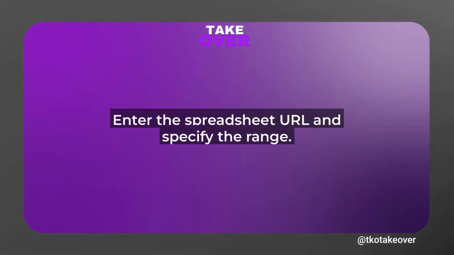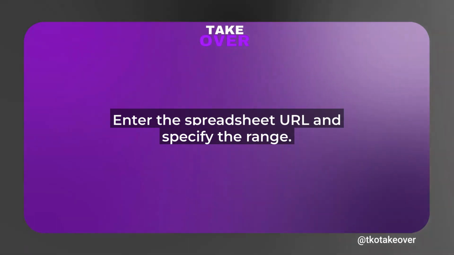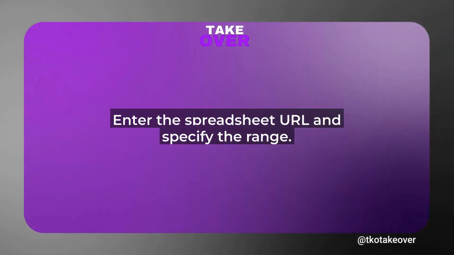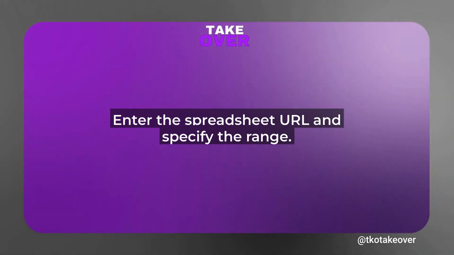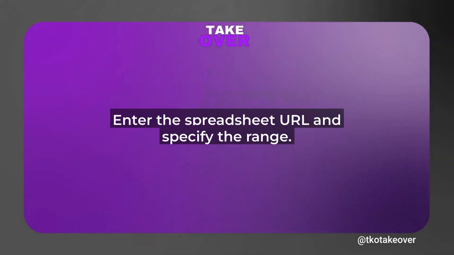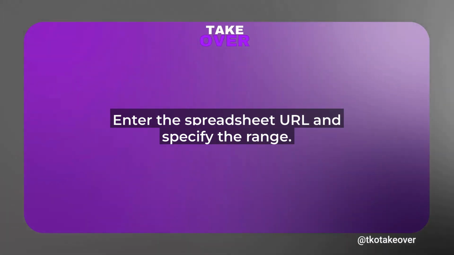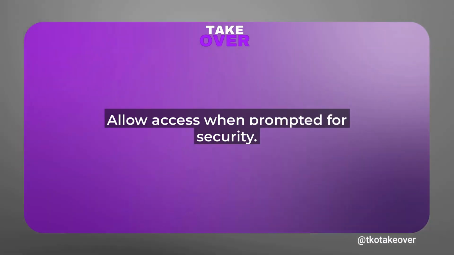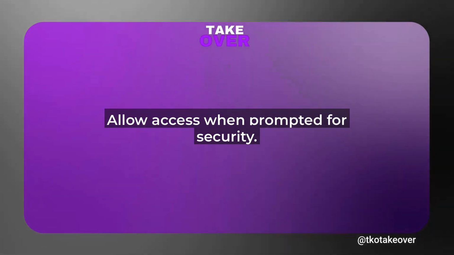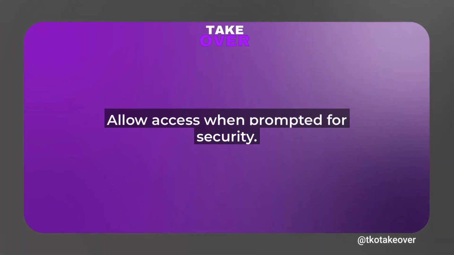In a cell, type the formula =IMPORTRANGE("spreadsheet_URL", "Sheet1!A1:Z10"). Replace spreadsheet_URL with the actual URL of your spreadsheet, and Sheet1!A1:Z10 with the range you need. For example, if you're linking the whole sheet, use Sheet1!A:Z.